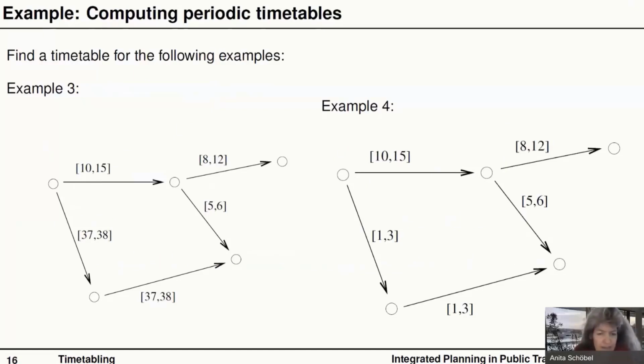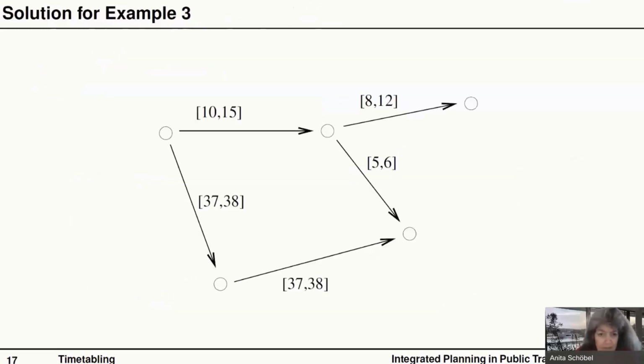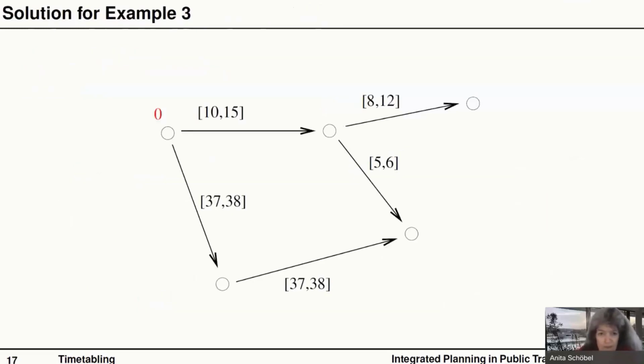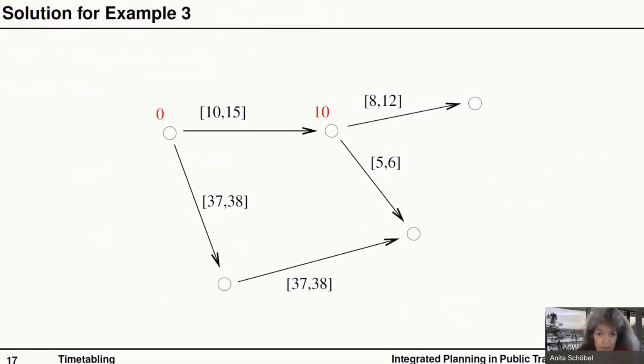And this is again a similar example as before. Example 3 is in fact the same graph, the same network, the same event activity network as we had in example 2. And recall that it was not feasible if we looked for an aperiodic timetable. Now we consider this again. We start with 0, and recall that it was not possible to find these numbers if the timetable is aperiodic. But now we can do that.